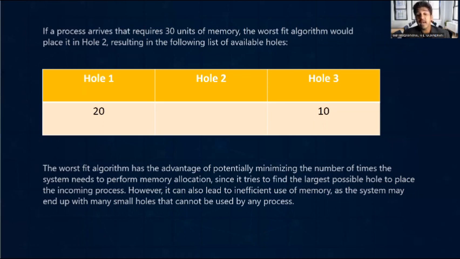So the worst fit algorithm has the advantage of potentially minimizing the number of times the system needs to perform memory allocation, since it's trying to find the largest possible hole to place the incoming process, as we talked about in the beginning. However, it can also lead to inefficient use of memory, as the system may end up with many small holes that cannot be used by any process.